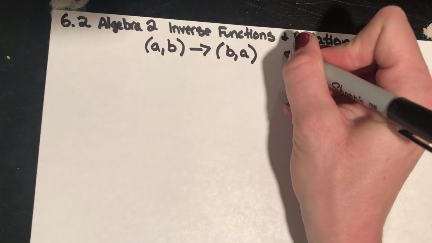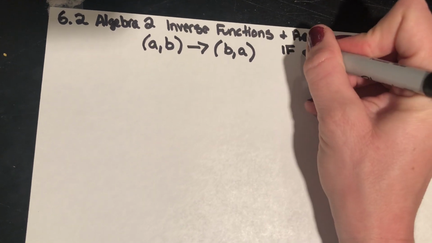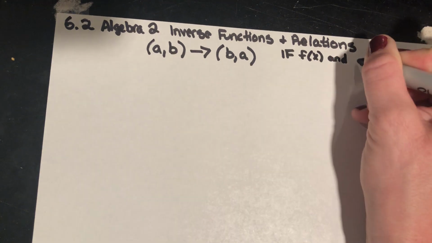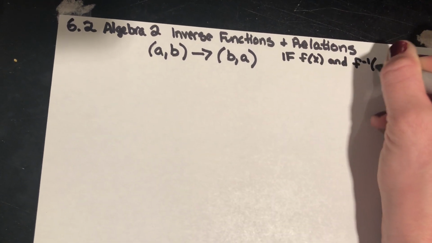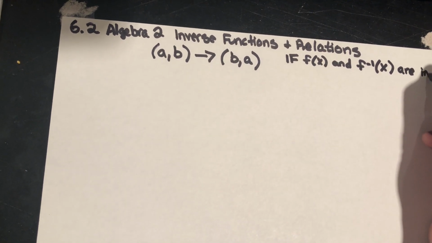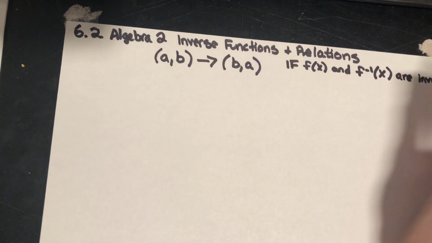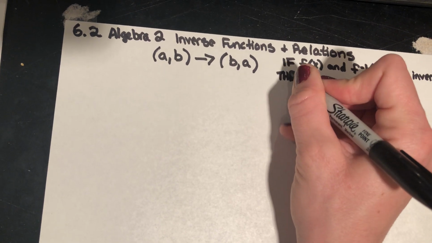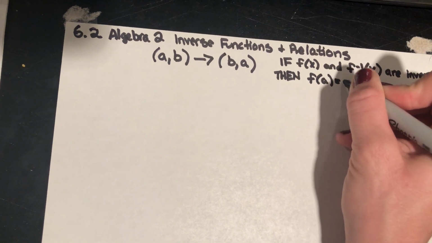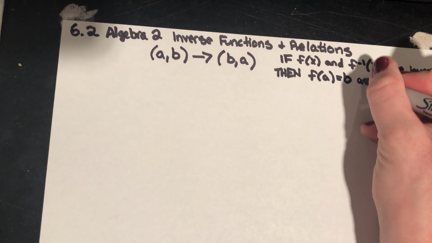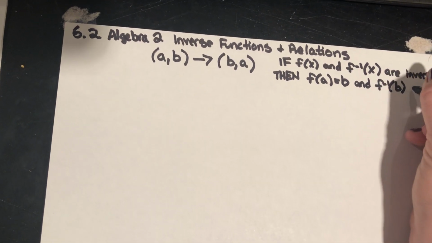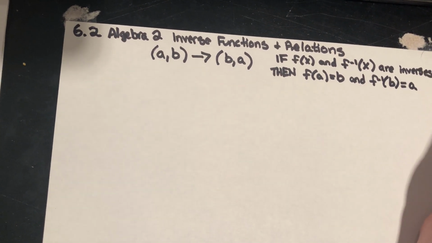So if-then statements here: if f(x) and the inverse of f(x) are inverses, then f(A) equals B, and the inverse of B equals A.